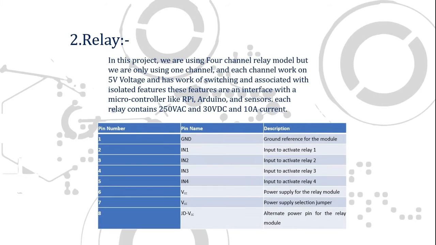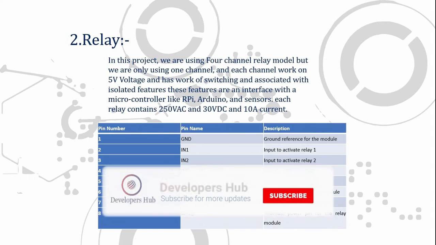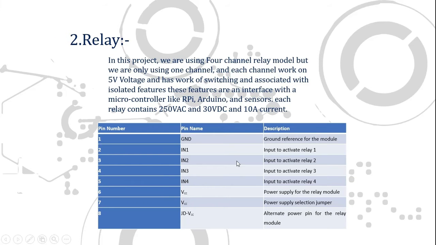And second is the relay. We are using a 4-channel relay, but we are using only one channel because we only need to provide autonomous control to our 12-volt solenoid lock. The relay is also usable for Arduino sensors and it is rated 250 VAC and 30 VDC at 10 ampere current. In this column you can also see the pin configurations of the relay.